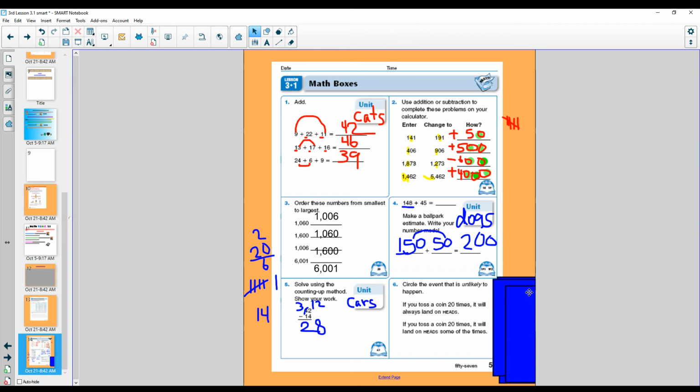Circle the event that is unlikely to happen. Unlikely means it's not going to happen. And so if you read through those, if you toss a coin 20 times, it will always land on heads. That's very unlikely, but let's see here. If you toss a coin 20 times, it will land on heads some of the times. That's likely. So this one is the one that's unlikely. It's unlikely that it would happen 20 times.